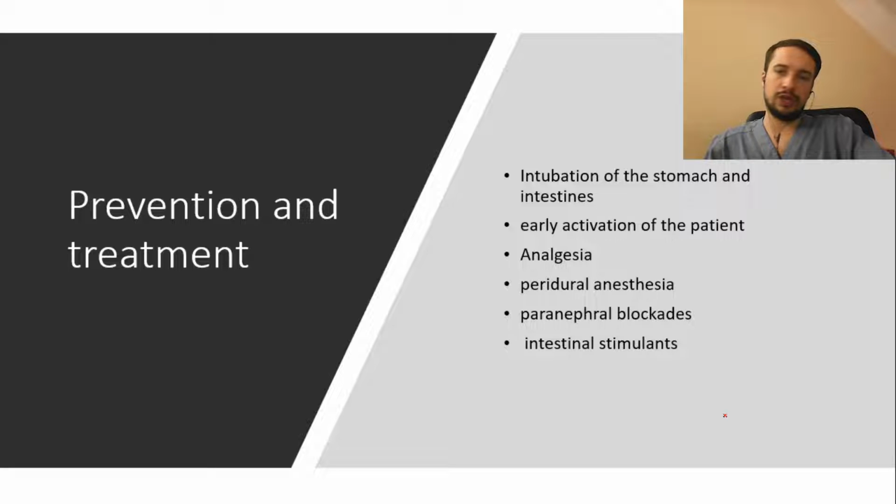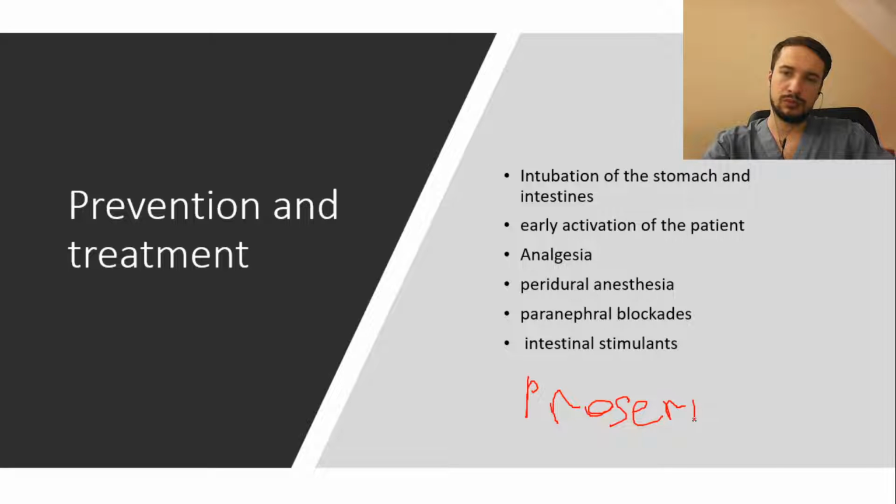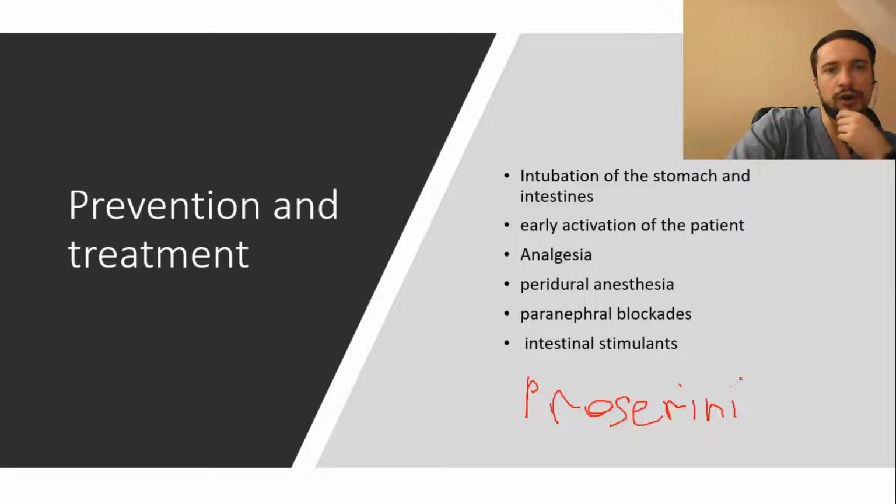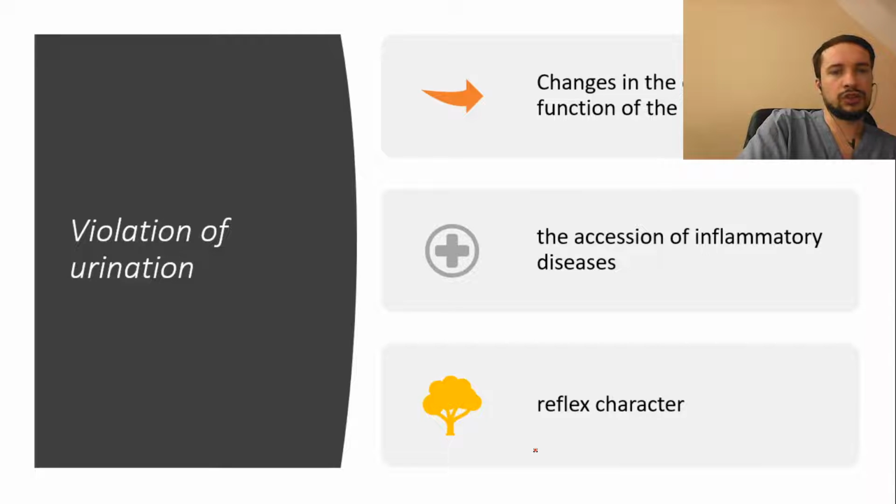When we talk about intestinal stimulation, we talk about some kinds of drugs. For example, to stimulate the intestine, we can use a solution of proserine, or we can use a solution of magnesium sulfate, or a hypertonic solution of sodium chloride. Violation of urination.